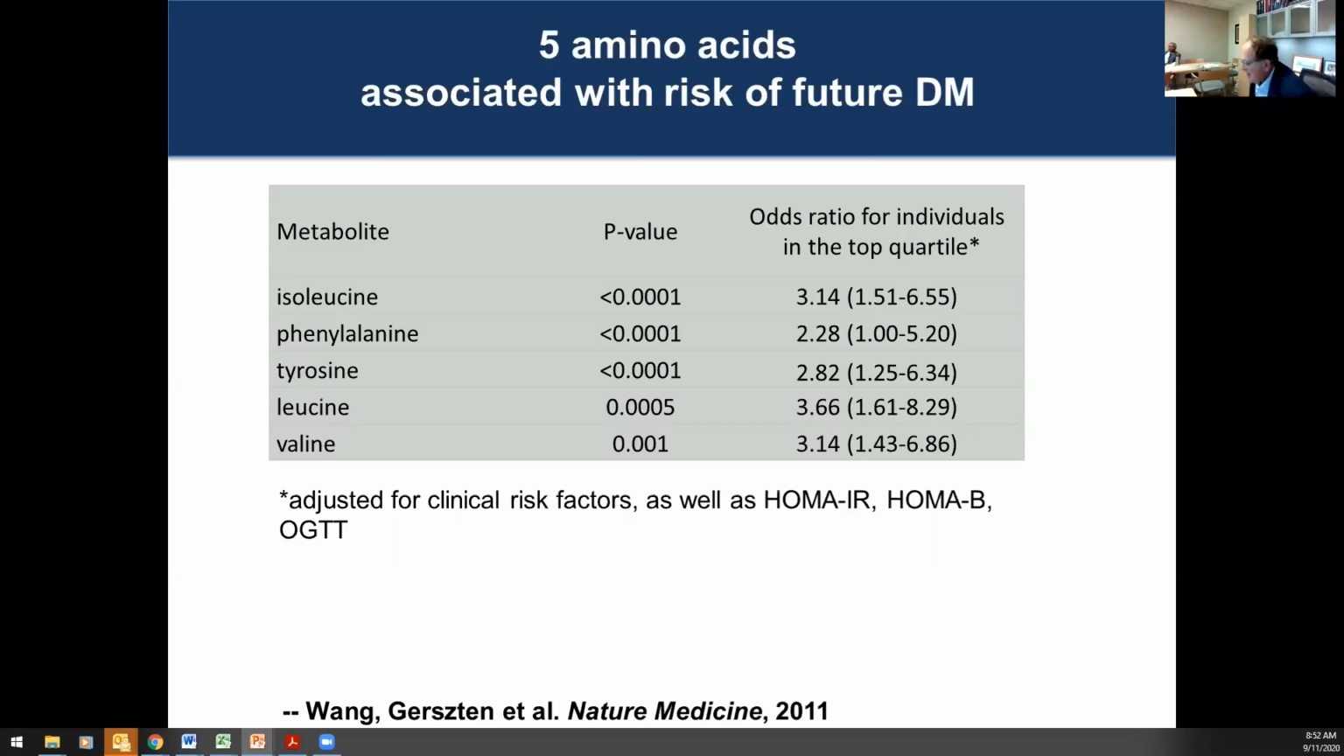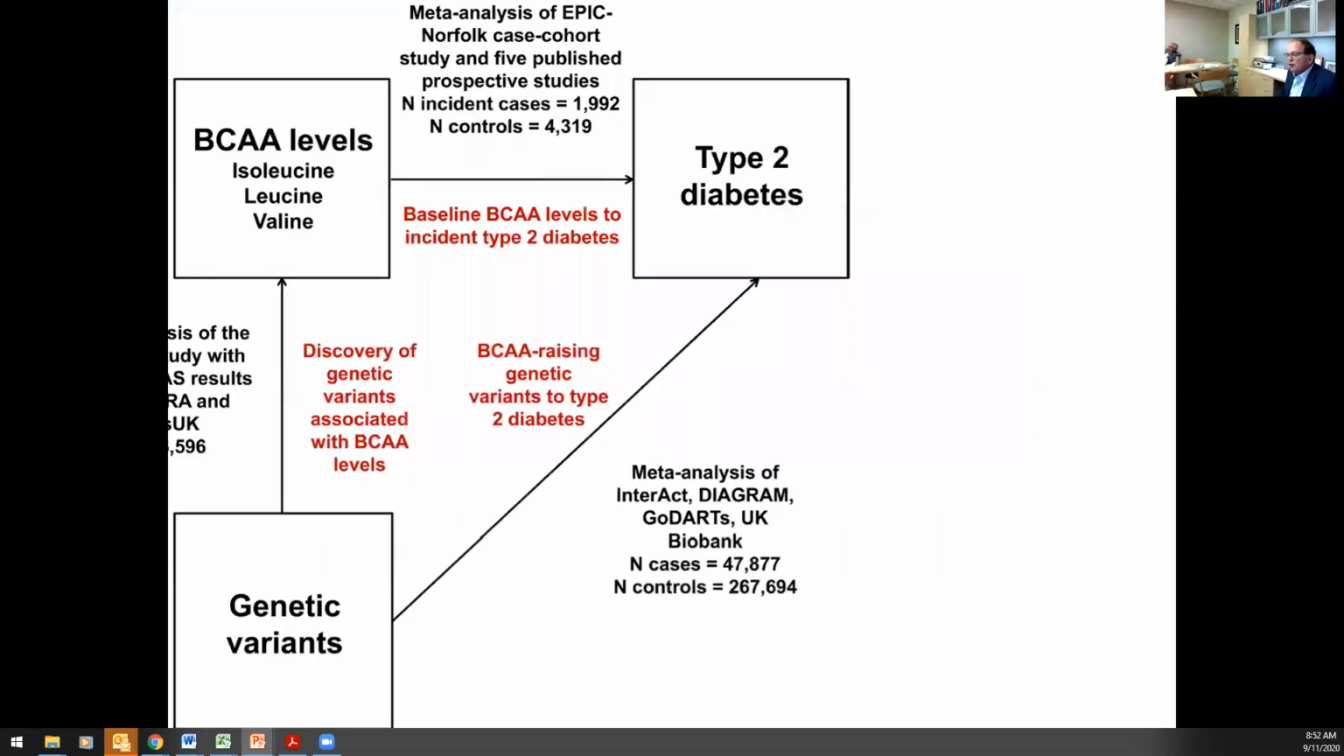Okay, so it turns out that another group has followed up on this. We have as well, but this is work from a woman named Claudia Langenberg, a marvelous statistical geneticist who leveraged the UK Biobank to dive into this. She drew her triangle slightly differently, but let me walk you through it briefly. She looked, as you can see in the bottom left of the screen, at genetic variants that were associated with what are called branched-chain amino acids. She focused on the best predictors: isoleucine, leucine, and valine.